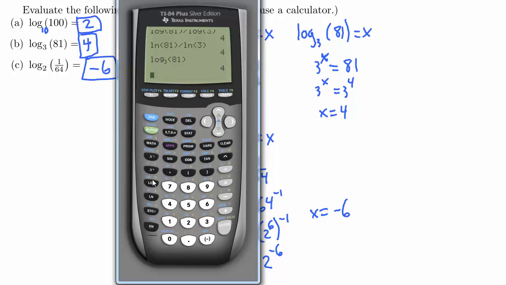If I wanted to do the change of base, it would be log 1 over 64, close parentheses, divided by log 2, close parentheses, click enter. Or I can do math, go up to, click enter, and I can just literally type in log base 2 of 1 over 64. Enter. And again, that's just negative 6.